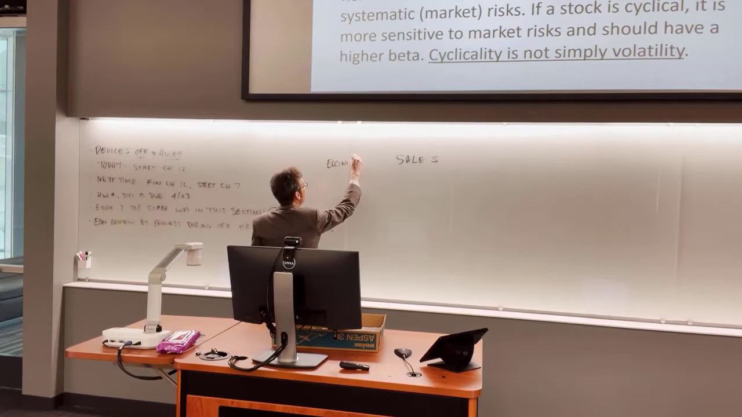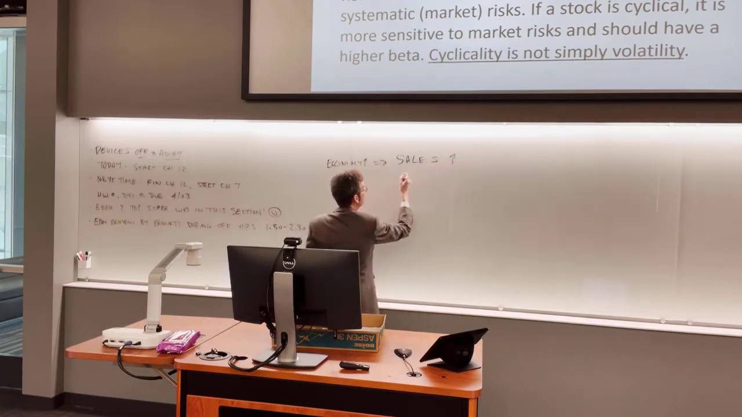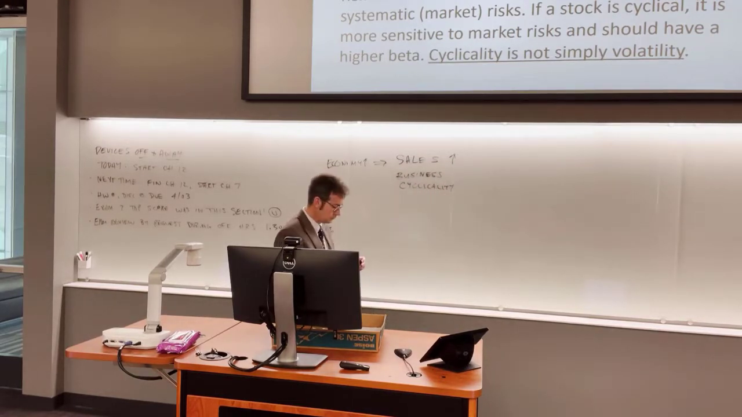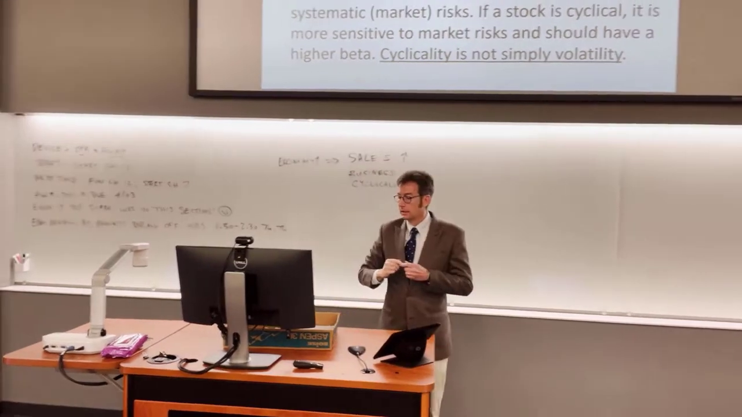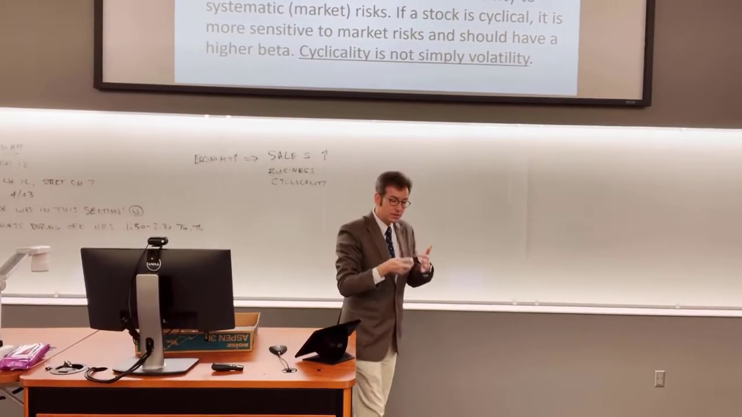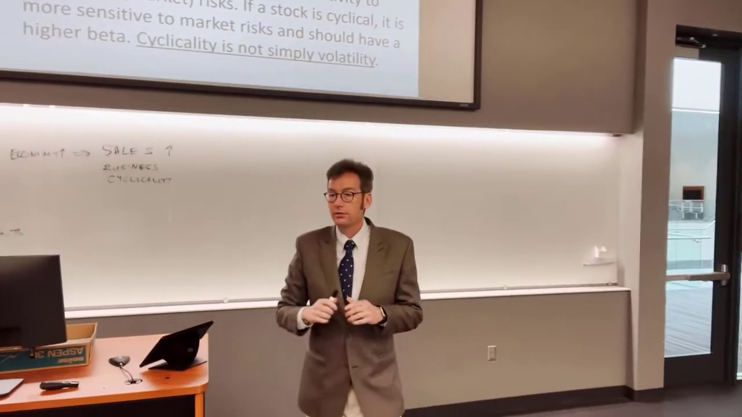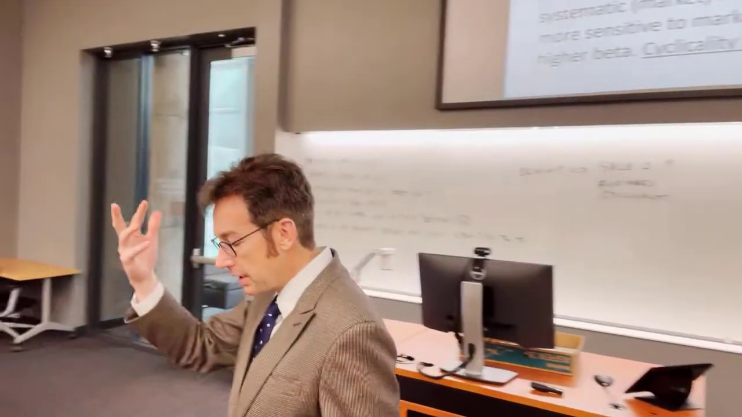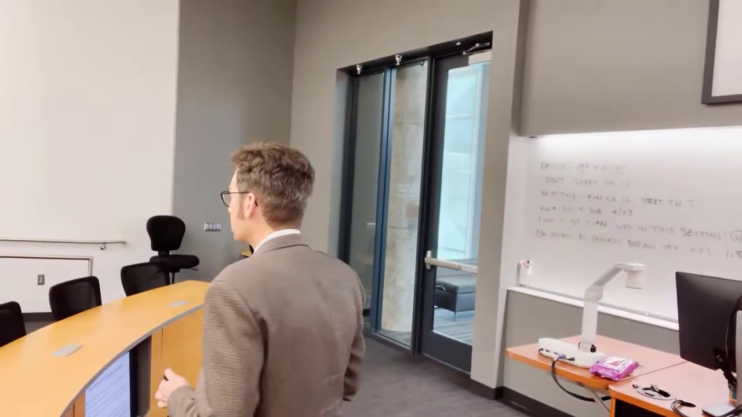So if the economy is up, then sales are up, and we're going to use a pro-cyclical here, and that's due to business cyclicality. Now, remember the cyclicality is not simply volatility. Just because sales go up and down does not mean that it's cyclical.